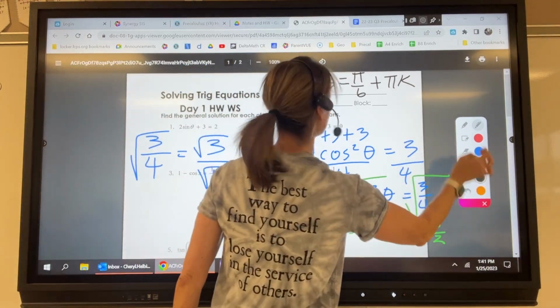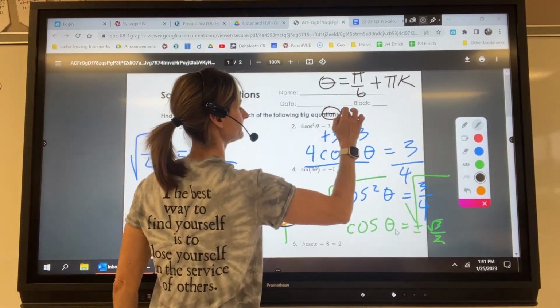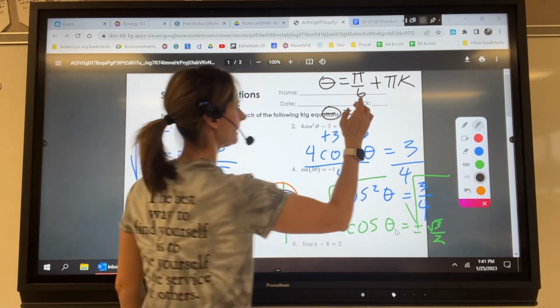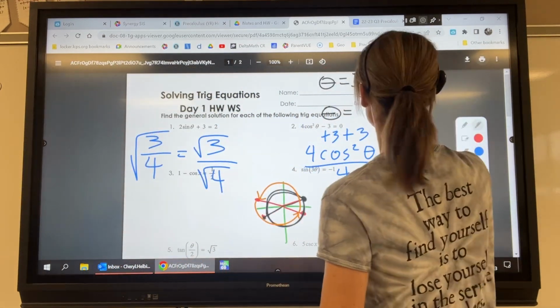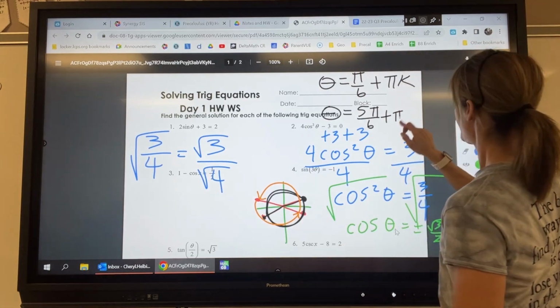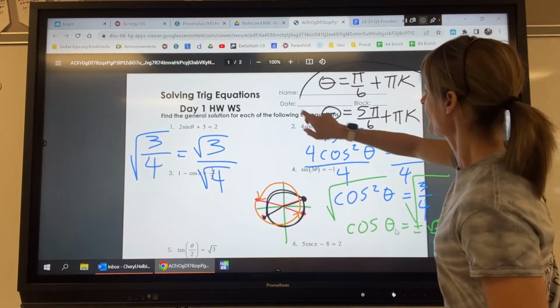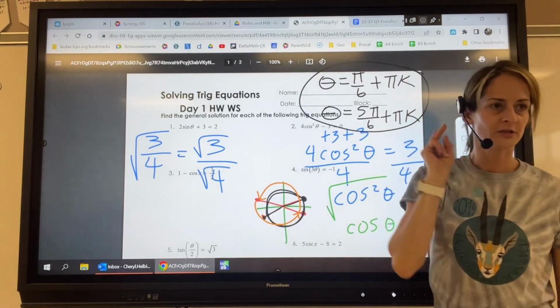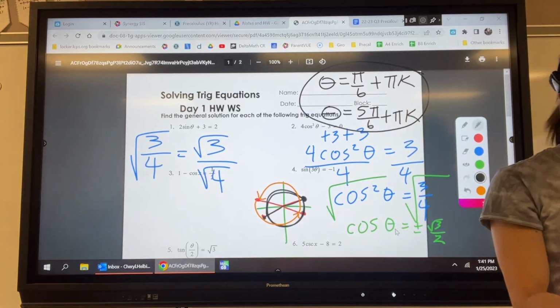So theta equals 5 pi over 6 plus pi k. So that's 4 solutions written in 2 solutions. How are we doing?